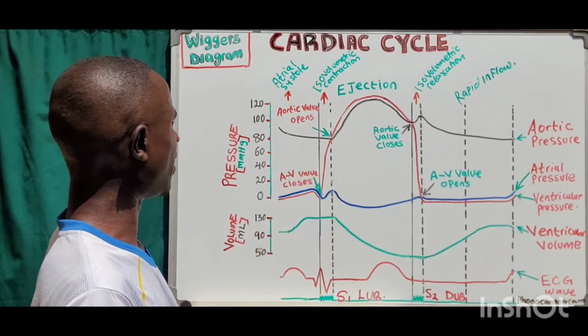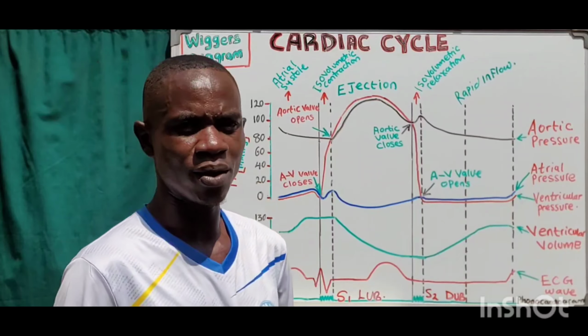So that briefly covers the cardiac cycle in line with what we call the Wiggers diagram.